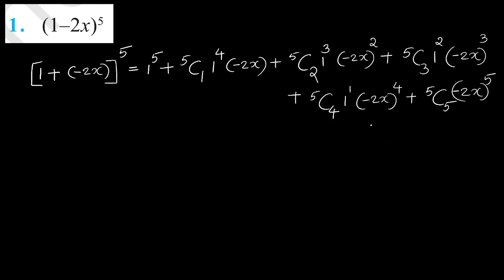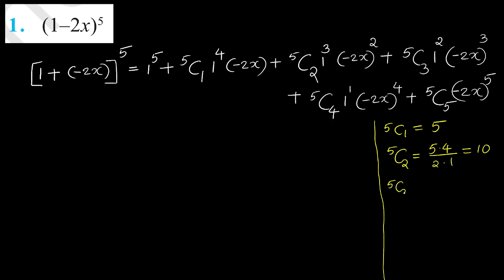5c1, 5c2 you can find separately. I have already discussed that. 5c1 is 5 because nc1 is n. 5c2 I have already discussed, understood. 5c3: either ncr equals nc(n minus r), you can use that property, or 5 into 4 into, you can write like that. 5c3, ncr equals nc(n minus r). 5c2 is already found. Again ncr equals nc(n minus r). 5c1 is 5. Finally 5c5 is 1 because ncn is 1.